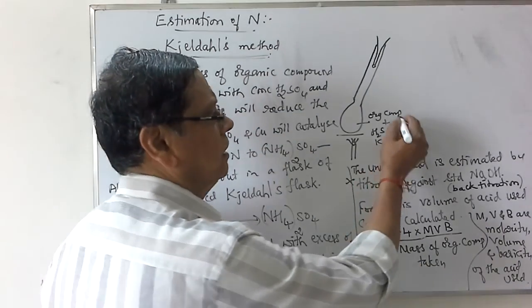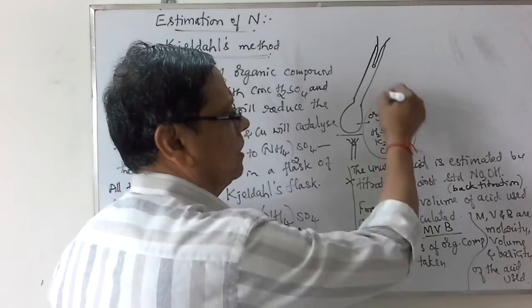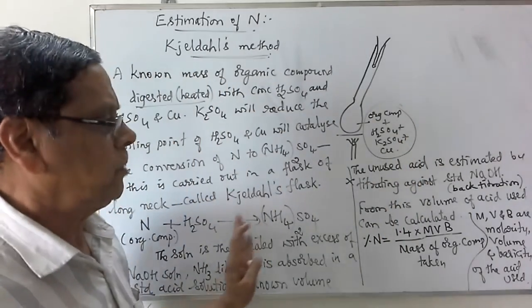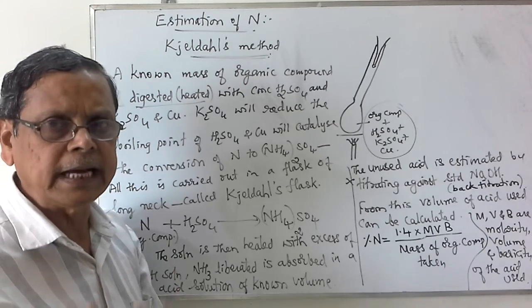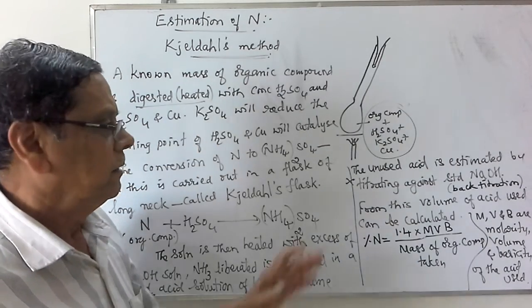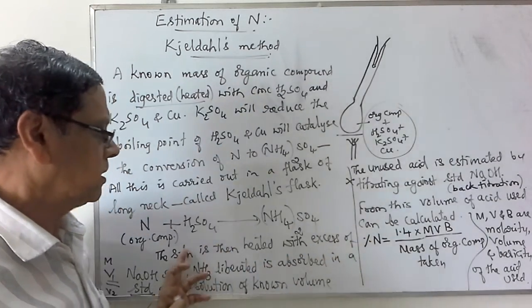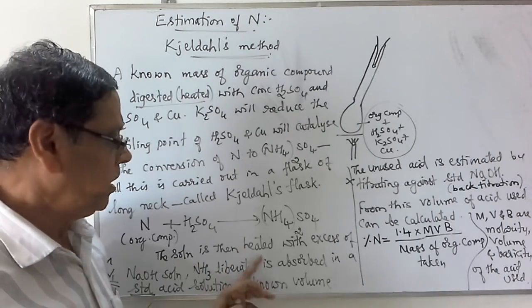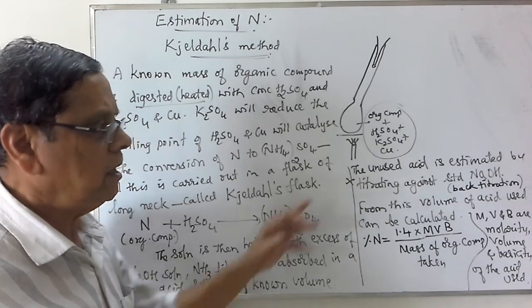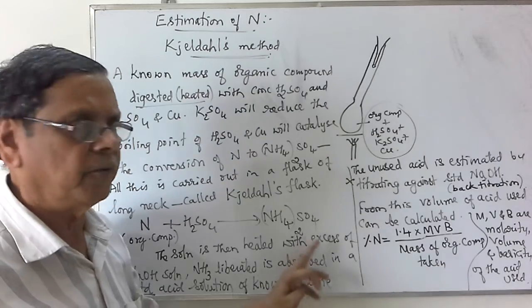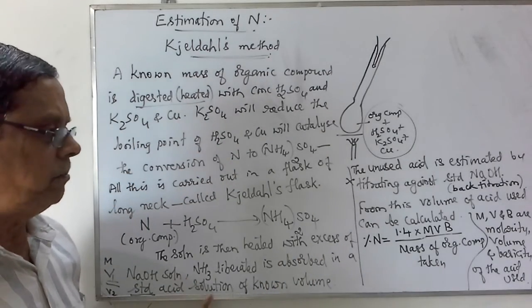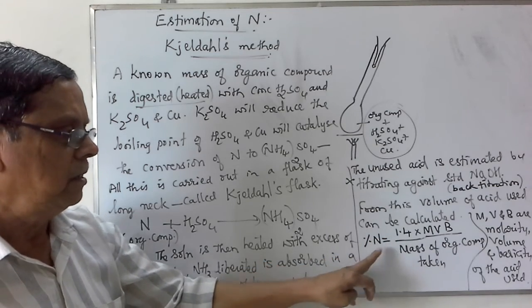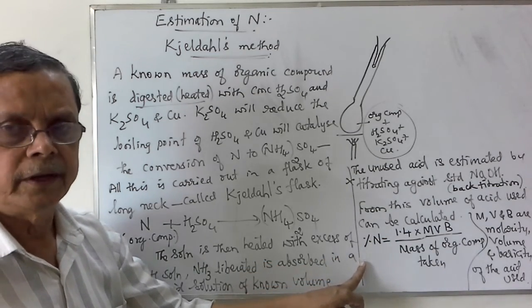So once this digested solution is obtained, it is transferred to a standard airtight distillation flask. Then it is heated strongly with excess of NaOH. Ammonia is liberated. This ammonia is absorbed in a known volume of standard acid. From the volume of the acid consumed by the ammonia, we can calculate the percentage of nitrogen.